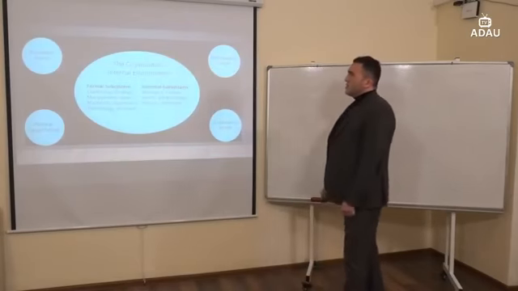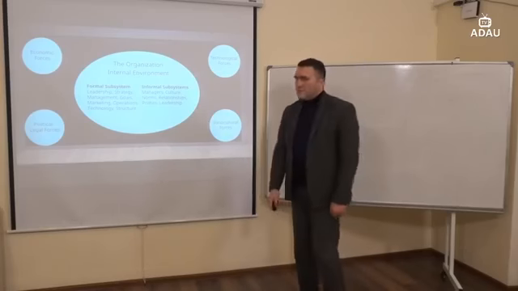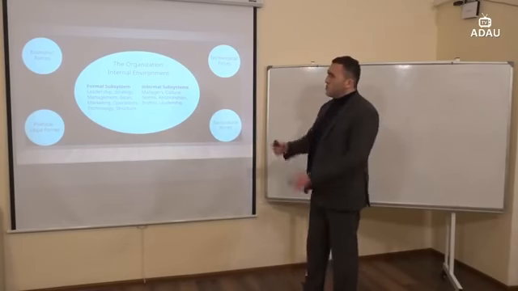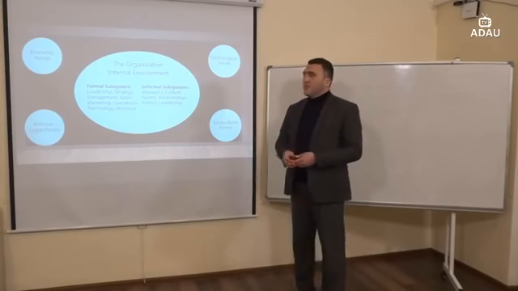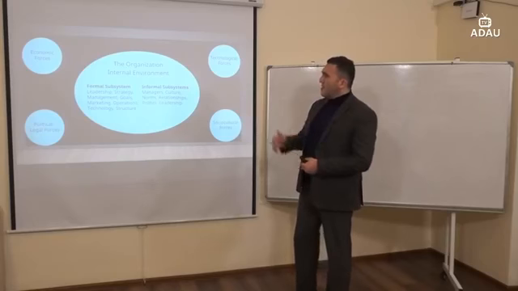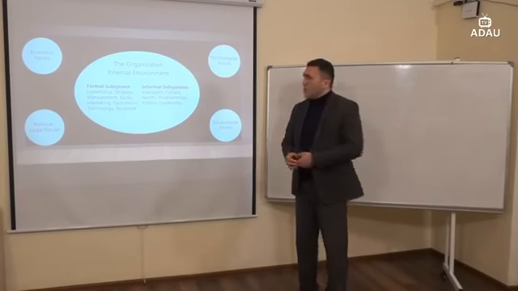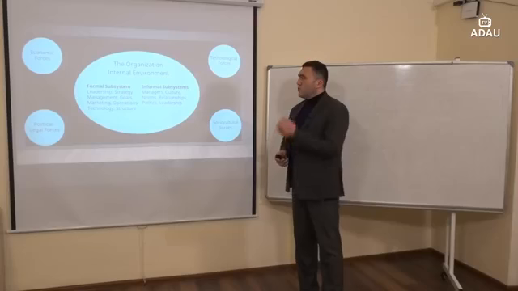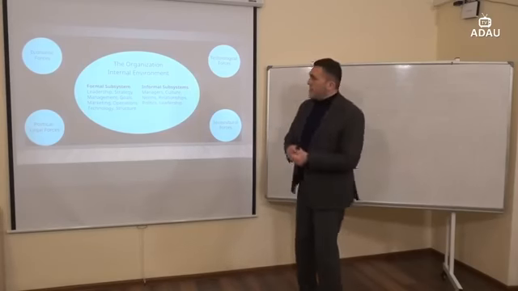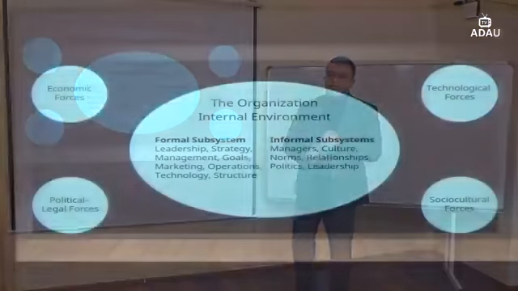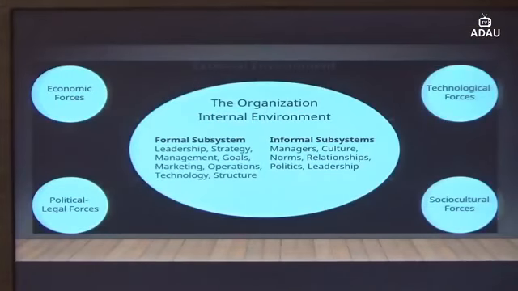Okay, the organizational internal environment is divided into two groups: formal and informal subsystems. A formal subsystem consists of leadership, strategy, management, goals, marketing, operation, technology, and structure. And informal subsystems are corporate culture, norms, behaviors, relationships, and politics of the organization.